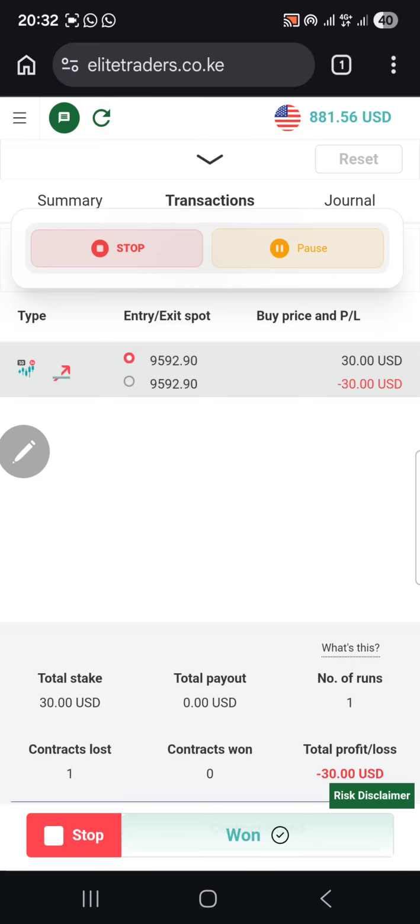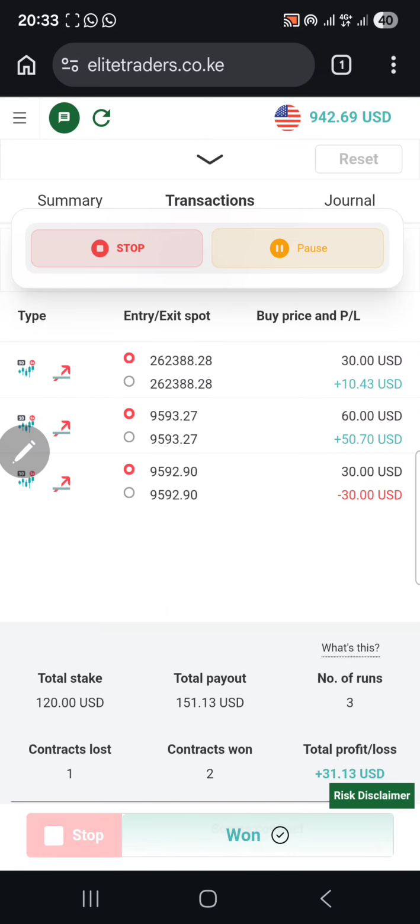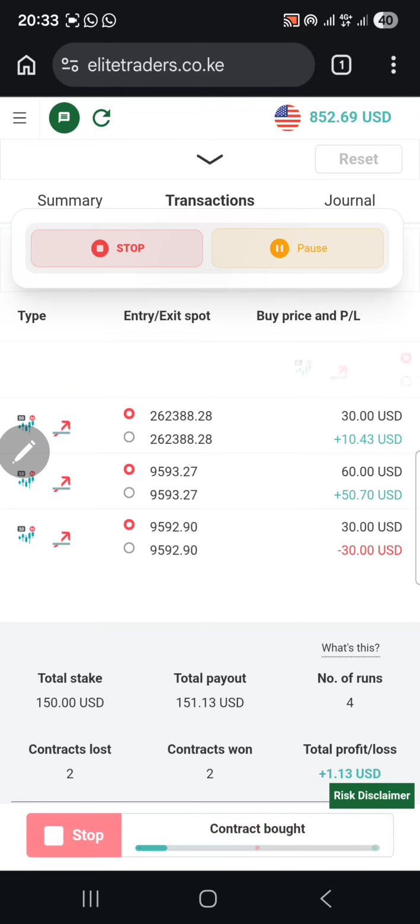Now the robot has switched to over 4. For it to execute a trade on over 4, it has to wait for at least 4 consecutive under 5 digits. Then it executes a trade on over 4. So this is now the recovery, and which is a win. That's another win. Yeah. So for 3 trades, 2 wins, 1 loss.